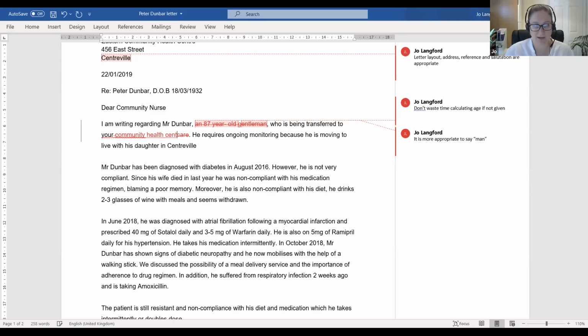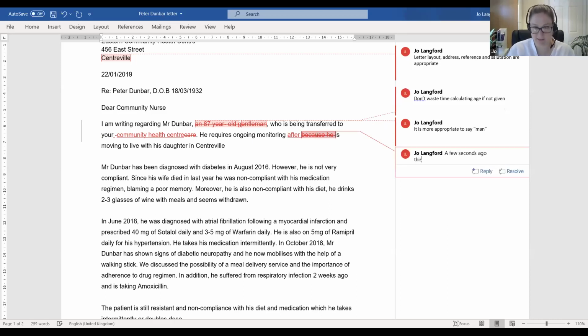That would be a clearer context. Okay, so he requires ongoing monitoring. Yep, because he is moving to live with his daughter in Centreville. Not quite, not because he is moving to live with his daughter. It's when he moves there, he will need monitoring. Because you've used because, this suggests he needs monitoring because he is living with his daughter.